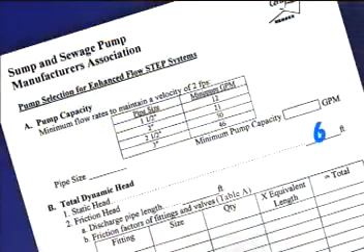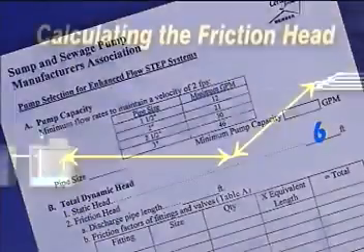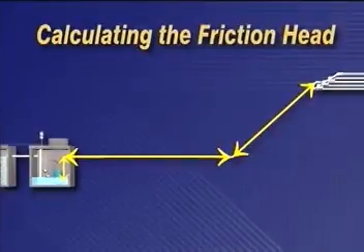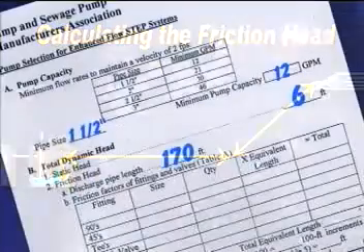In our hypothetical system, we've determined that we have a static head of 6 feet, the vertical distance from the minimum water level in the pump chamber to the point of discharge into the manifold or distribution box. We enter this number as the static head on the worksheet. As our system is laid out, we have 170 feet of 1.5-inch pipe.